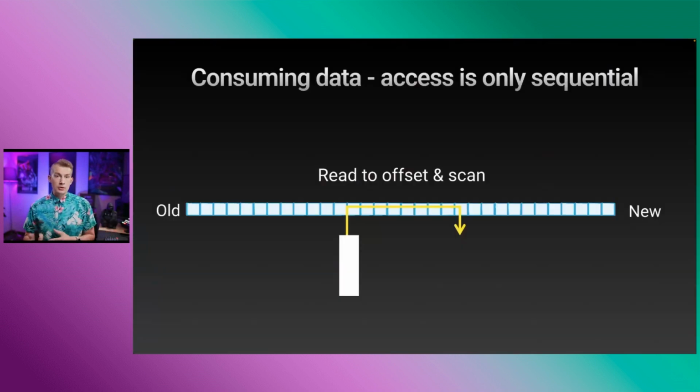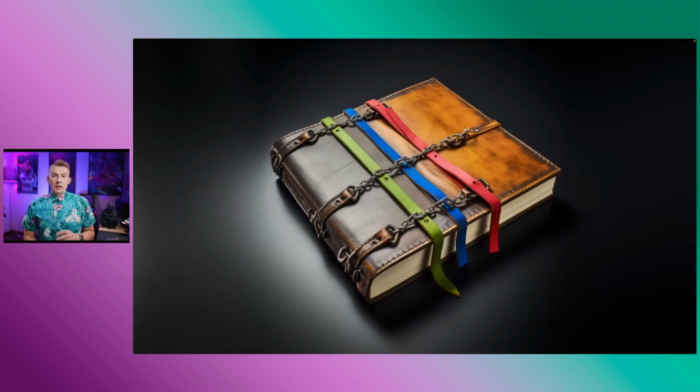Consuming data also happens sequentially. We cannot have random access to the data. Based on the offset, we read the data sequentially. Think about this as a book. Kafka is a book, one immutable place, and in order for multiple different consumers to read the same data, they need to store information about where they stopped. Think of it as different people having differently colored bookmarks in order to remember where they stopped.